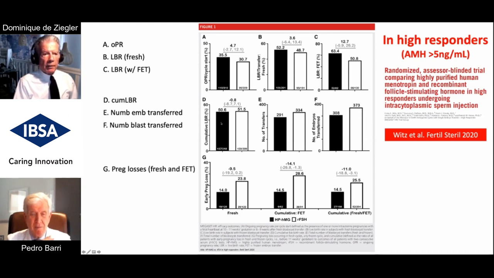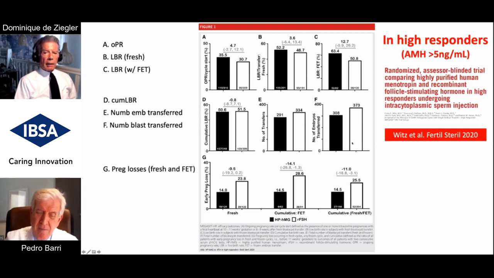The cumulative live birth rate, and the number of embryos transferred: fewer were transferred in the hMG group, and blastocysts transferred, therefore, it should have been hampering the hMG, but it did not actually.